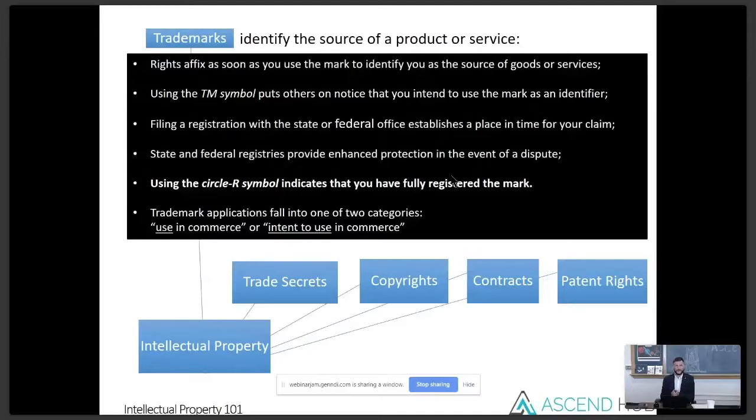The U.S. Patent and Trademark Office wants to make sure that trademark names are not being taken up and not being utilized in commerce. For this reason, they have a requirement that you demonstrate your use of the mark in commerce to identify yourself as the source of a good or service before you're enabled full protection in that mark.